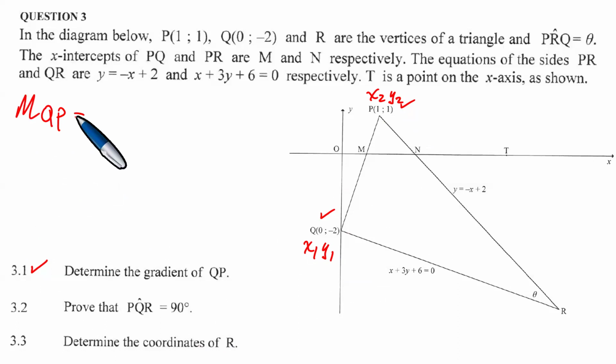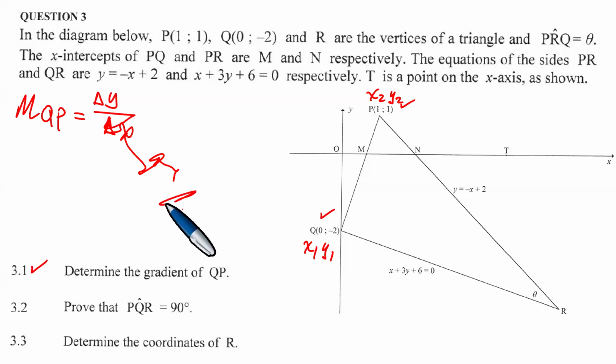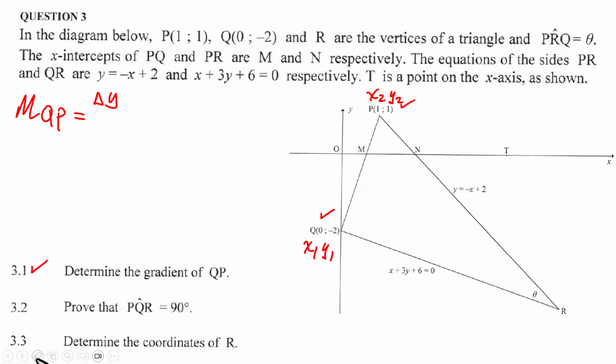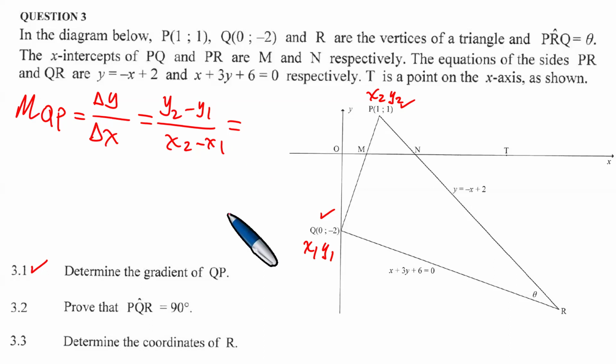The gradient of QP equals delta y over delta x. We continue to analyze this with absolute caution, and we solve this question. So it is delta y over delta x, which is exactly the same as y2 minus y1 over x2 minus x1.